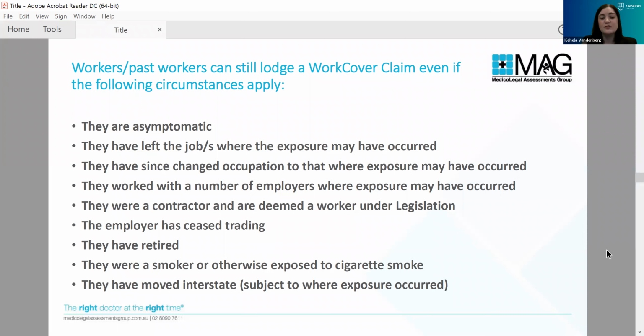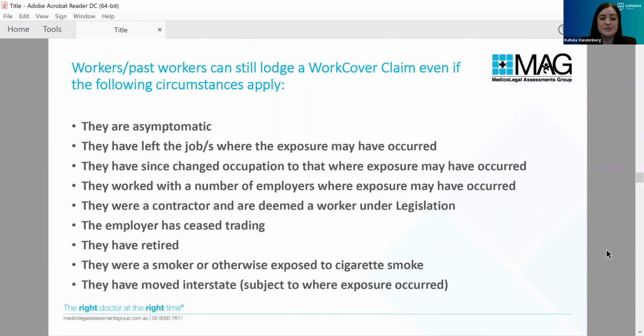But most respiratory physicians will say they shouldn't work in that form of work anymore where they can be exposed to further respirable silica, which means then you put in a WorkCover claim, especially because they're going to need reviews and they can't work for a period of time until they find something else. You can still lodge a claim if they've left the jobs where the exposure may have occurred, or they've changed occupation, and even if they worked for a number of different employers. They are a contractor, so long as they are deemed to work under legislation.